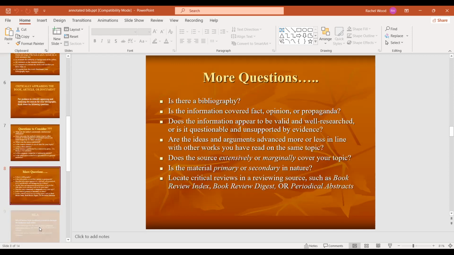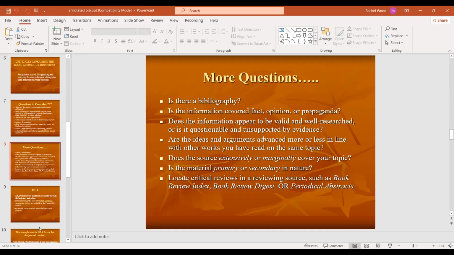Some more questions to think about. Look at your bibliography, your works cited at the end of the scholarly research that you pull, because you can do mining. You can look for other sources within that bibliography. So always look at that.